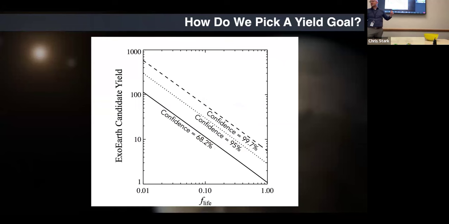likely comes from, because we can relabel these axes the yield of exo-Earth candidates. And we can replace this horizontal axis with anything you want to learn about. Let's say F sub life. So what this says is if we want to design a mission that is sensitive to F sub life of 10% with 95% confidence, then we need a sample size of 25 to 30 exoplanet candidates.